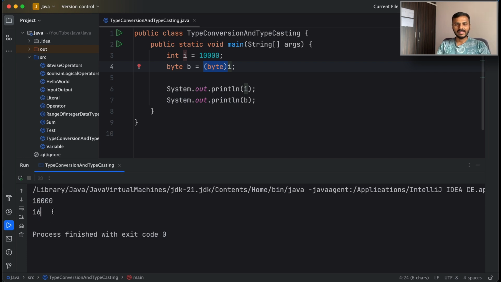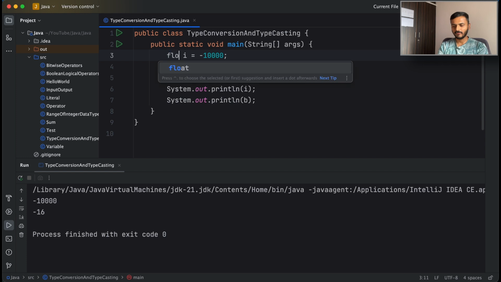Now, I'm not going into the details of what operation the compiler is doing to make 10,000 fit within the range of a byte variable, but I'm planning a separate video on this topic. For now, just know that although typecasting makes it possible to convert some data types to others where automatic type conversion is not supported, it comes with its own set of problems. One of which is this. Similarly, if I make it, say, minus 10,000 and then run the code, you can see we are getting minus 16.